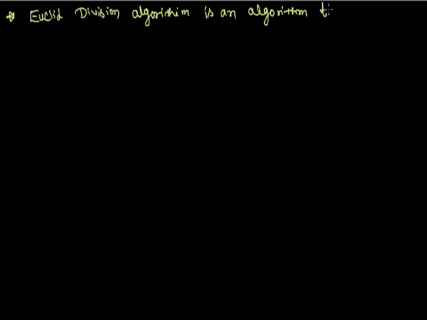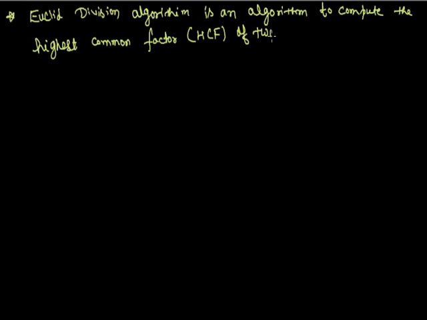That will happen like this in every one. Now Euclid division algorithm is also an algorithm to compute the highest common factor, HCF, of two given positive integers.